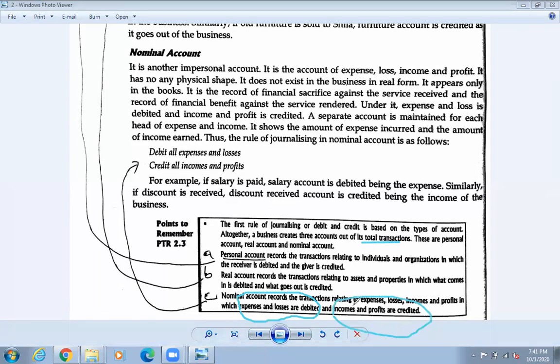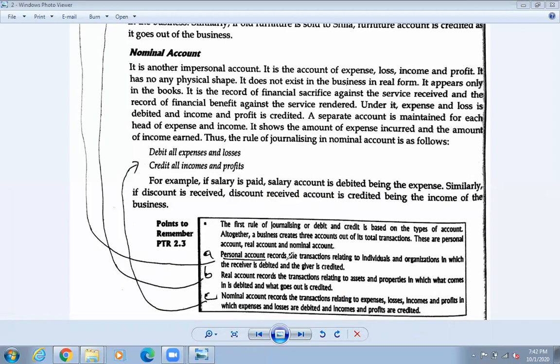So these are the accounts where we are going to record the expenses, loss, income, and profit, in which expenses and loss are the debited and income and profit, they are the credited. So I told you not to write right now. Why I told you to not write down? Because first of all, you need to write down personal account. Give arrow and write down the definition of personal account.